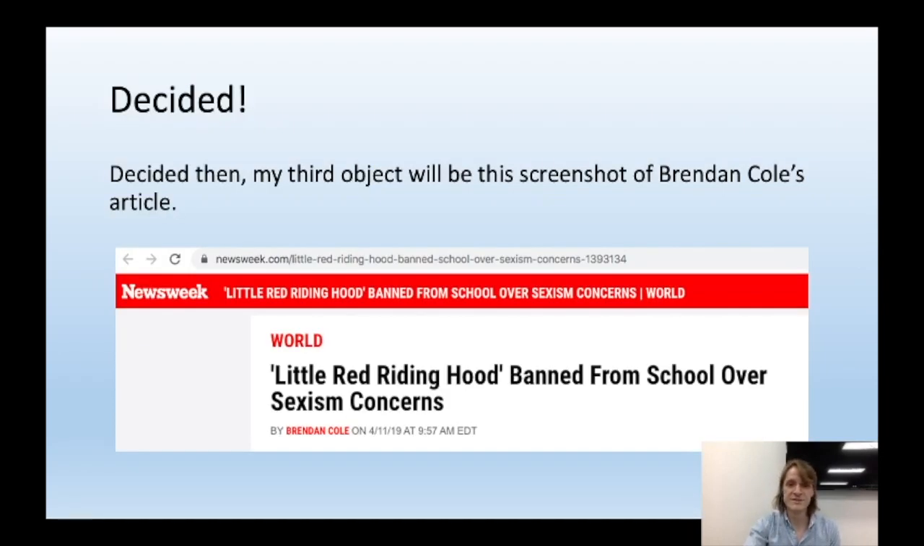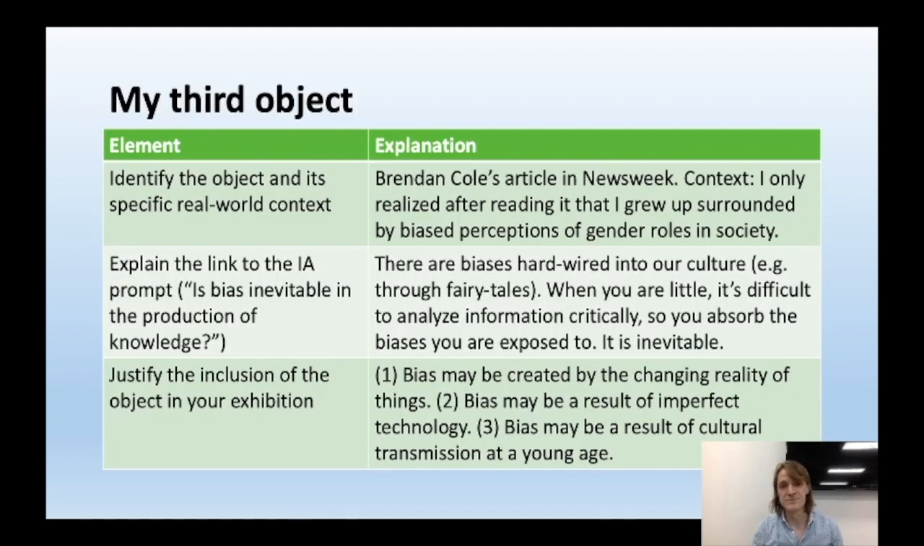One of the articles that I read, Brendan Cole's article, the title of which you can see on the screen now, can be my third object. And my specific real-world context could be that, well, after reading this article, I suddenly realized that stuff I was exposed to in my childhood might have been biased in all sorts of nasty ways without my awareness. It seems like a pretty specific personal context behind this particular article.